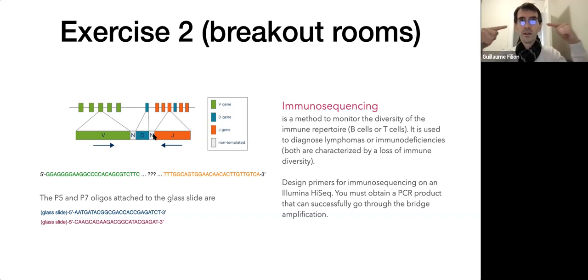So you need to design 2 primers that are there, and these primers must be able to work on an Illumina sequencer. So think about primer design. That's the burden of this exercise. Design a primer pair that will allow you to just do directly a PCR on the genome, and then you can throw that in the sequencer. It's gonna work.